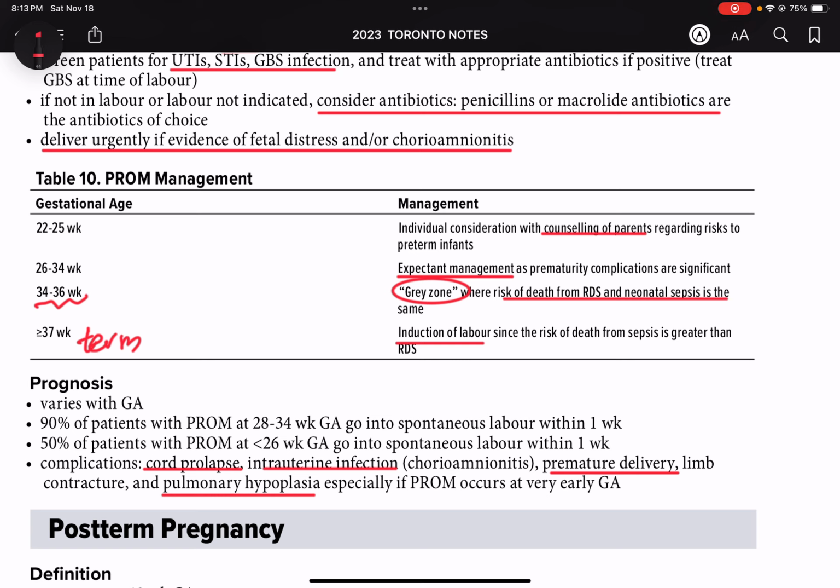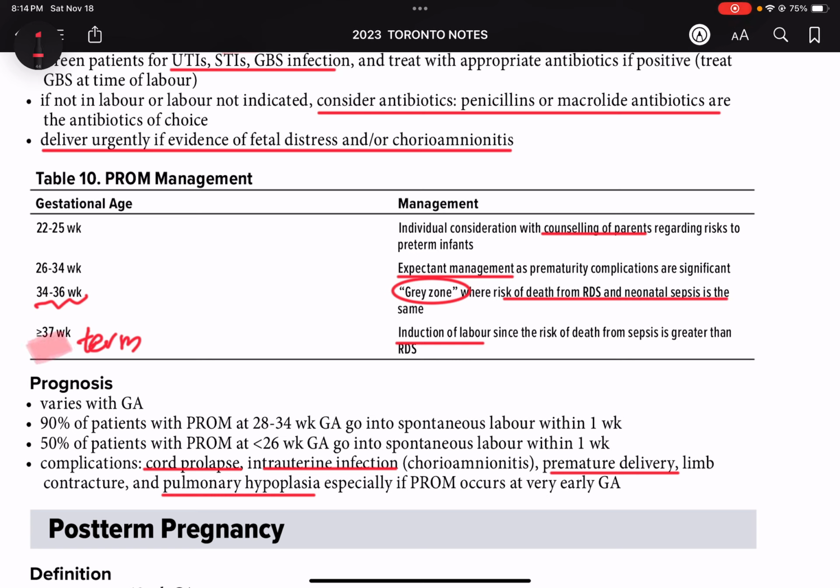And more than 37 weeks, you'll just induce labor, because over here the risk of death from sepsis is greater than RDS, so you would want to make sure that they don't die because of sepsis. Even if there is RDS, they'll be able to get steroids and it would be able to resolve, but you would want to induce labor if it is more than 37 weeks.